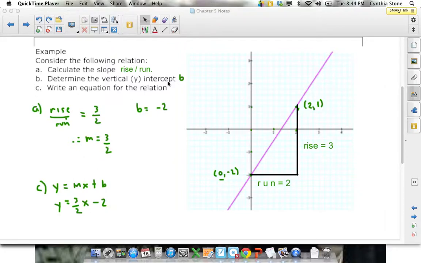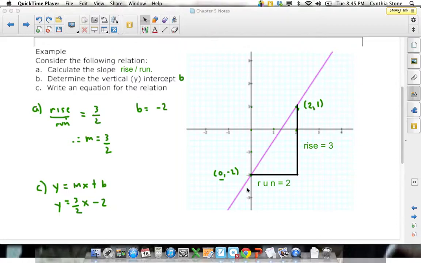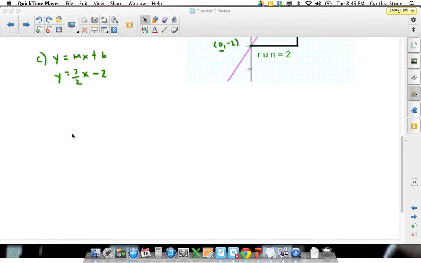The vertical intercept, y-intercept, however you want to say it, it's b, it's where the line crosses the y-axis, so that's -2. And then the equation's easy. It's always in this form, y equals mx plus b, so it's y equals 3 over 2x minus 2. Every time you write an equation for a line, you're going to have something with a y in it, an x in it, and those should be the only two variables. Everything else should be numbers by the time you're finished. Okay? Alright, moving on to the next one.